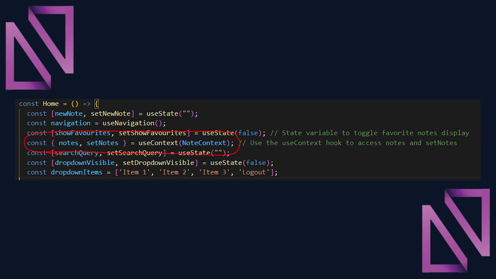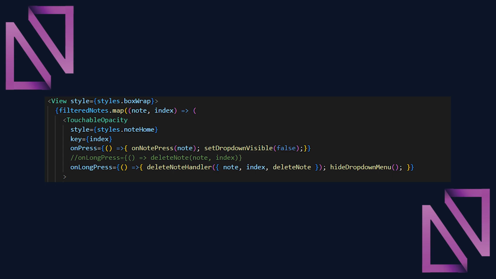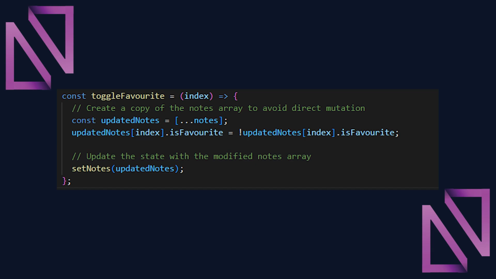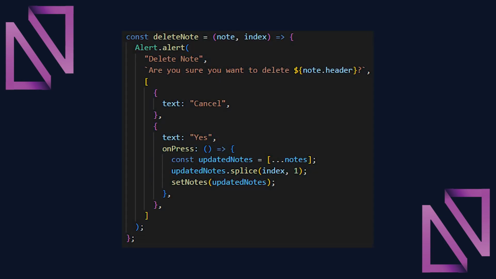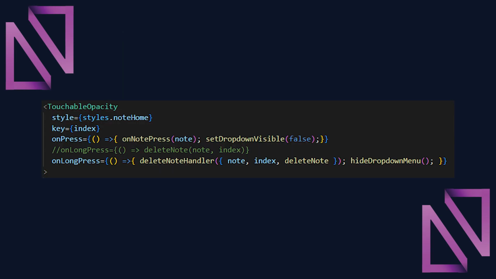Moving on to the notes itself, we maintain an array of notes objects in the note state variable. Each note has an index, a note, including the note's content, and isFavorite, a Boolean value to indicate whether the note is favorited. The array-based storage significantly streamlines note deletion operations. When a note is deleted, the array of notes will reorder, with the deleted note replaced by the subsequent one in the array. We can delete notes by using onLongPress with the touchable opacity element.